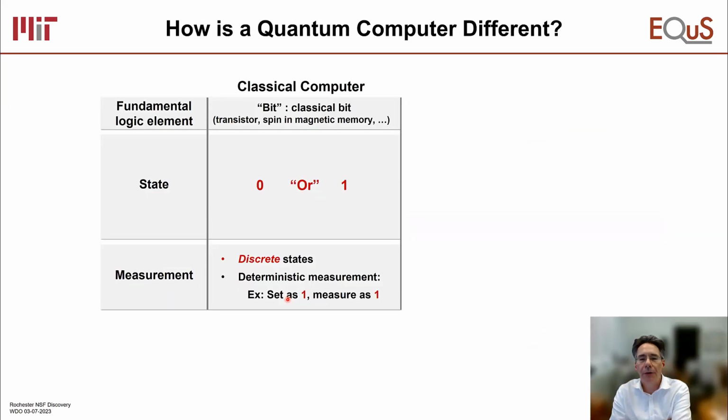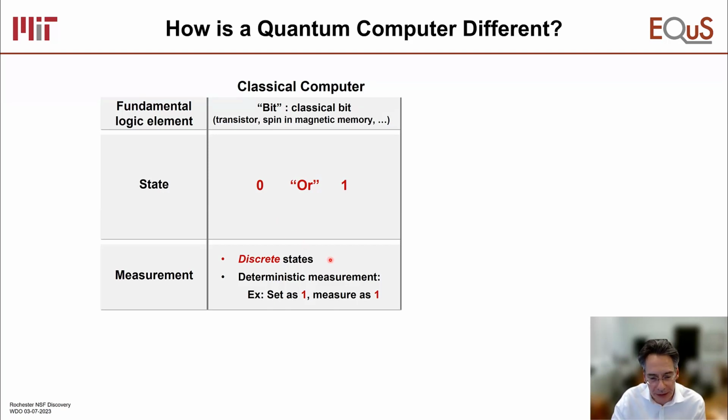So first off, how is a quantum computer different than a classical computer? Well, let's begin with classical computers. We know that they're built from logic elements that are called bits or classical bits. Now that could be a transistor, voltage on a transistor, could be spin in a magnetic memory, but the one we commonly use, of course, is the transistor. And the states are 0 or 1. The valve is on or off.